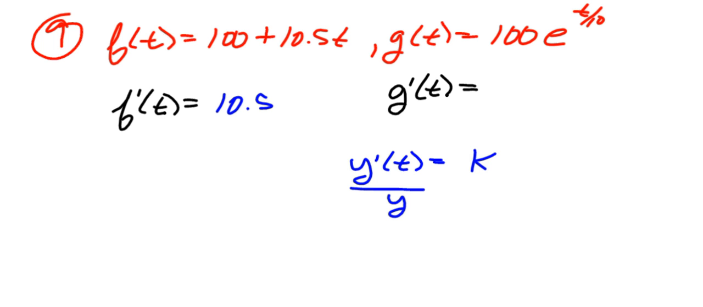of my g of t here, and it should be 100 e to the t divided by 10. Don't forget the chain rule means divide this by 10, because I'm really multiplying by 1/10. So I'm going to change this and say that's really 10. So that is now my y prime in a sense, and I need to divide by the y, or I'm going to take this in order to solve for the k. I'm going to take this and divide by my original function.